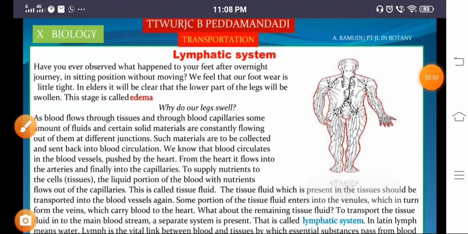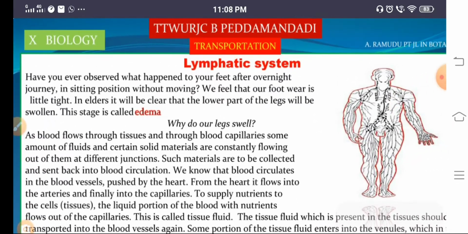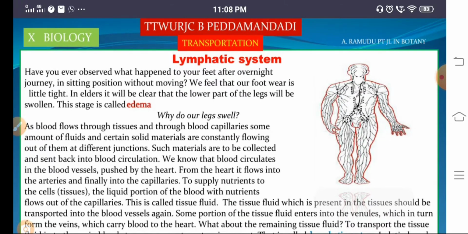So good morning students. Today we are discussing the 10th class biology chapter, Transportation. Previously we discussed the circulatory system, in which we covered the heart and its internal and external structure. Now we are discussing the accessory system of the circulatory system, which is also termed the lymphatic system. It is a part of the circulatory system.